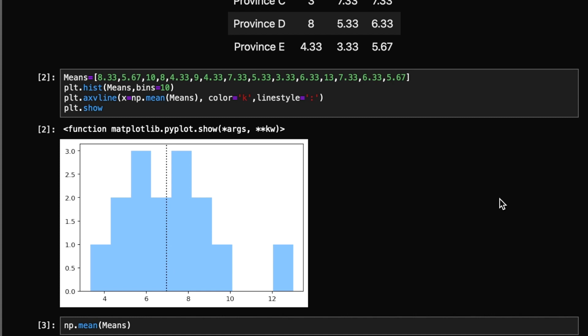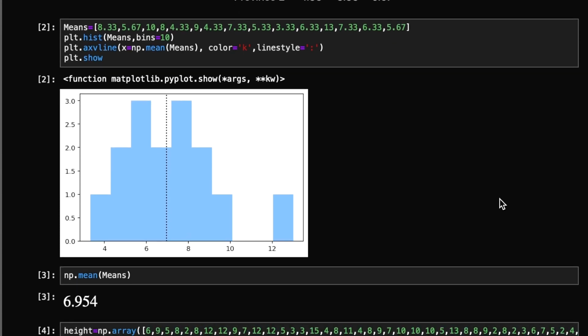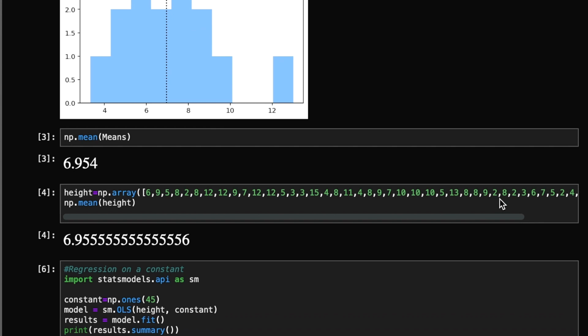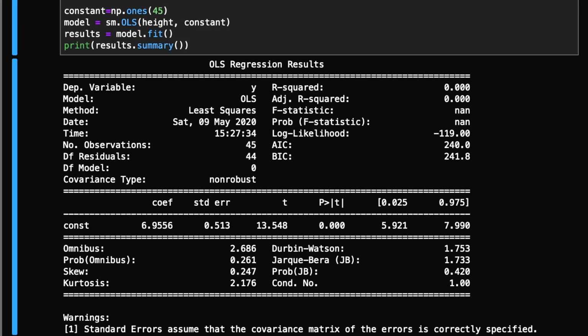Okay, so what if we took the average of all the raw height numbers instead of averaging them for each province? This would also give us a similar number, 6.956. Now let's think of this as survey data of 45 respondents. How would we estimate this using regression? If we regress the heights on just a column of constant once, we get an OLS estimate of 6.9556. We can see that the coefficient estimate is the same as averaging all the raw height numbers.